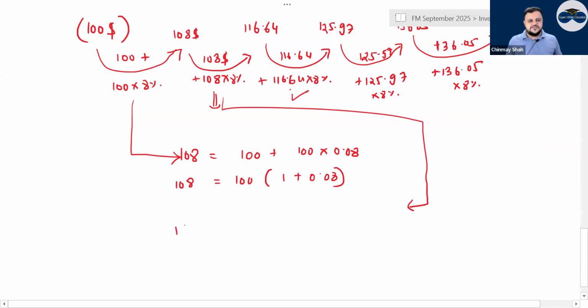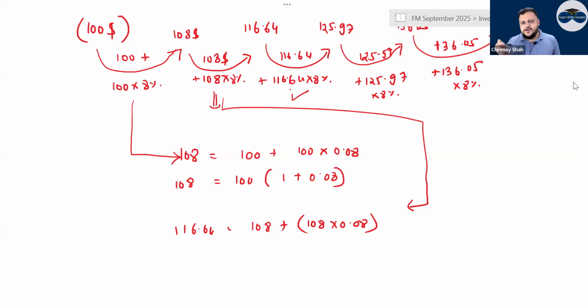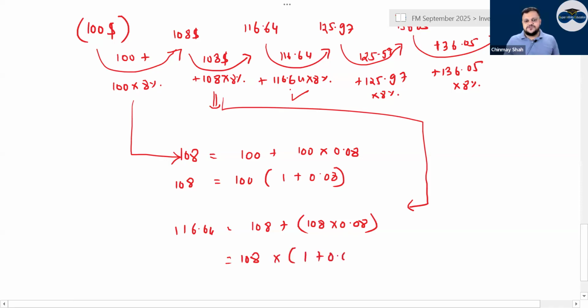Next is what? 116.64 is equal to what? Have a look: 108 plus 108 into 0.08. Verify once whether the equation is correct. 108 into 8% plus 108 gives 116.64. This is correct. Now, if I take 108 common outside, what will happen? 108 multiplied by 1 plus 0.08. Does it make sense?